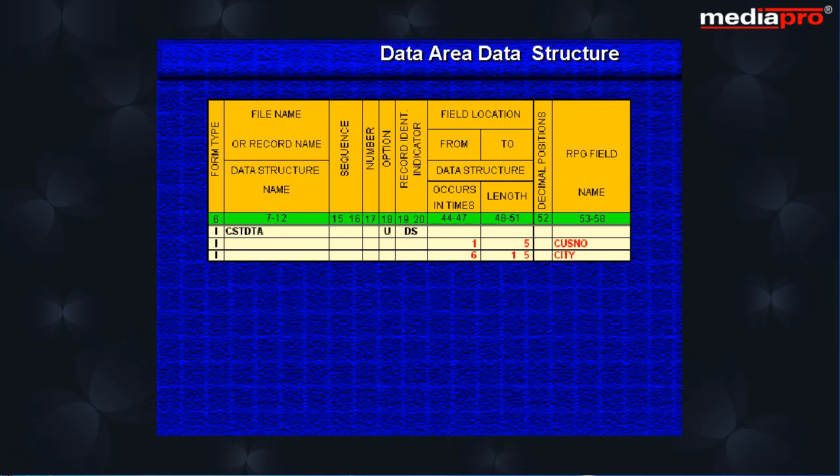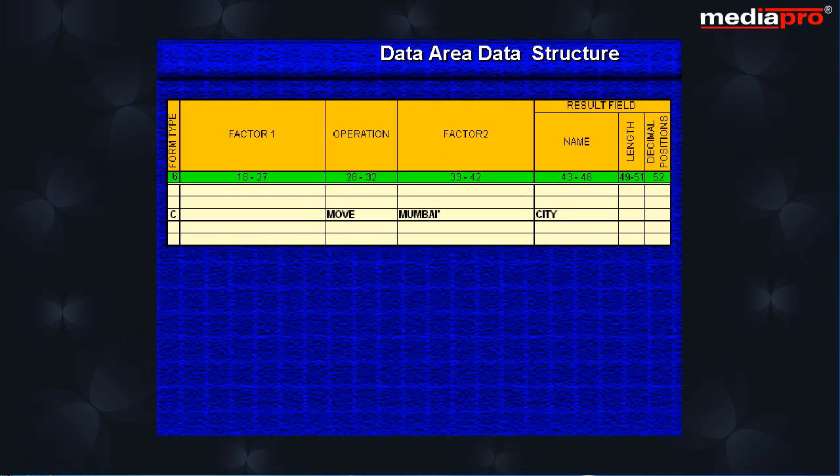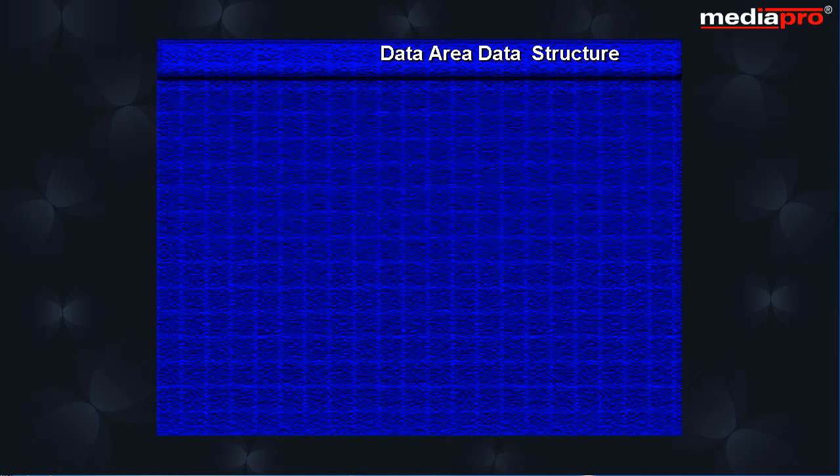Here we can define subfields, both character and numeric. We can also use the DEFN operation in addition to defining the data area as a data structure, in case we need to also update the data area explicitly. With data structures, it becomes possible to update a portion of the data area without affecting the rest of the data area. The data area will remain locked even after an OUT operation until an update is done through the data area when the program ends.